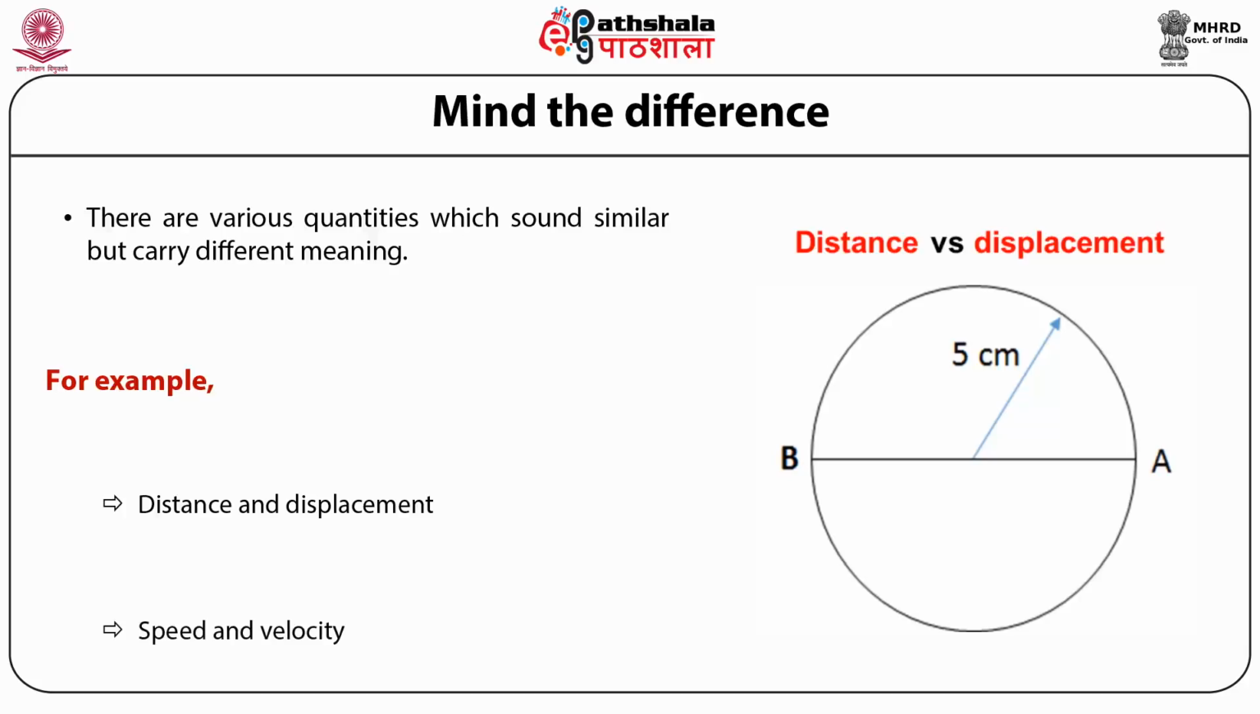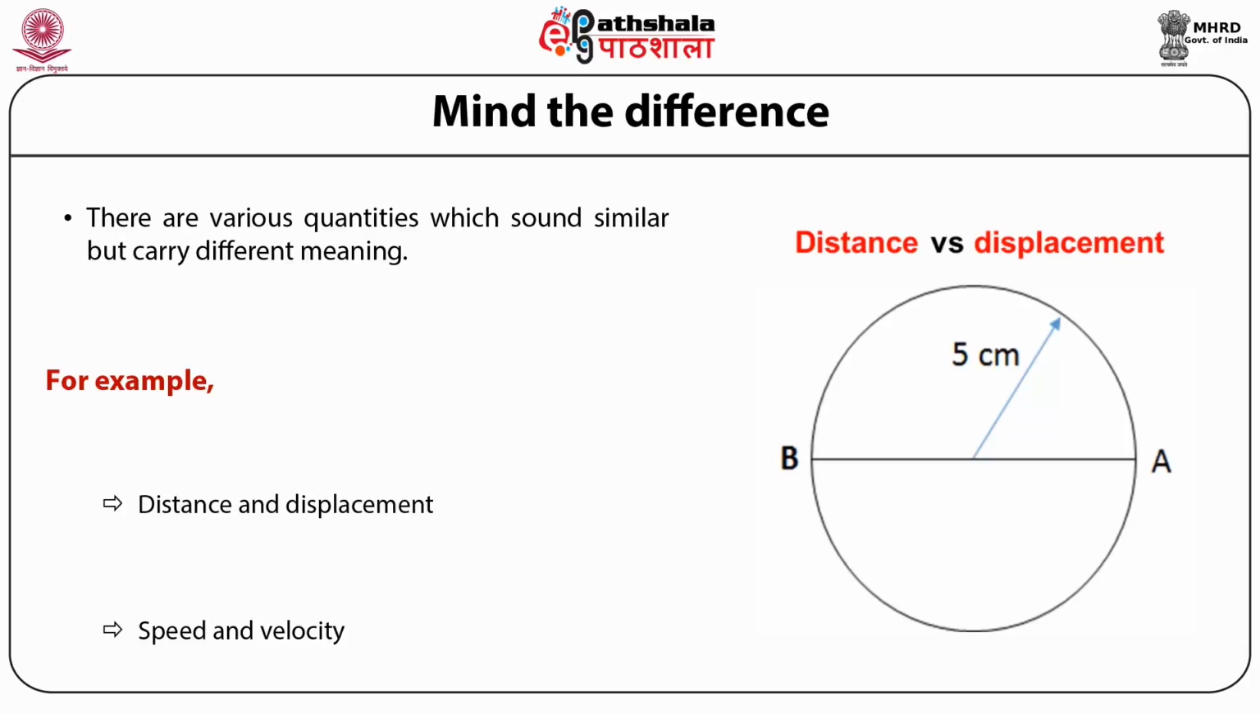Similarly, speed and velocity of a particle. Speed is a scalar quantity. On the other hand, velocity is the vector quantity. So there is a difference in terms of description of these two. The second one, which is velocity, needs to be defined with respect to its direction also, not only the magnitude.